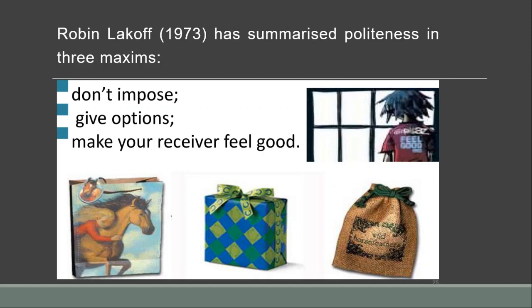Now there is another great linguist, Robin Lakoff. She summarized politeness in three maxims. One, don't impose anything while using language, while interacting with people. Two, give options to people, give space to them. Three, make your receiver feel good. So, if you are following these three maxims, it means you are linguistically polite while interacting with people.